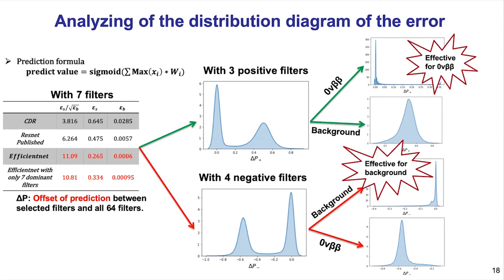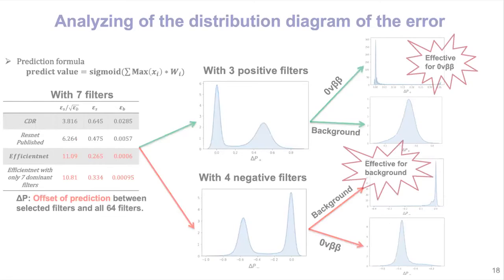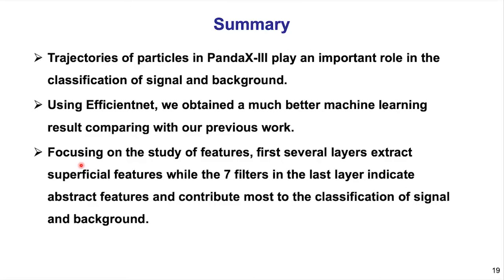Finally, here comes our summary. The trajectories of particles in PandaX-III play an important role in the classification of signal and background. Using EfficientNet, we obtained a much better machine learning result compared with our previous work, focusing on the study of features. First, the several layers extract the superficial features, while the 7 filters in the last layer indicate abstract features and contribute most to the classification of signal and background.